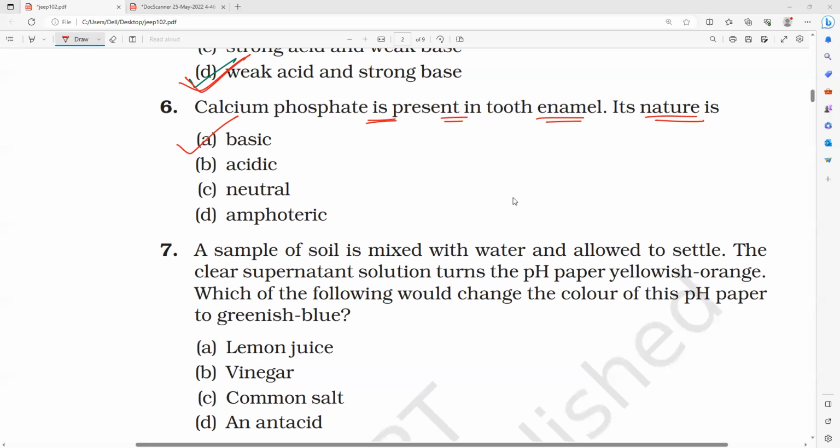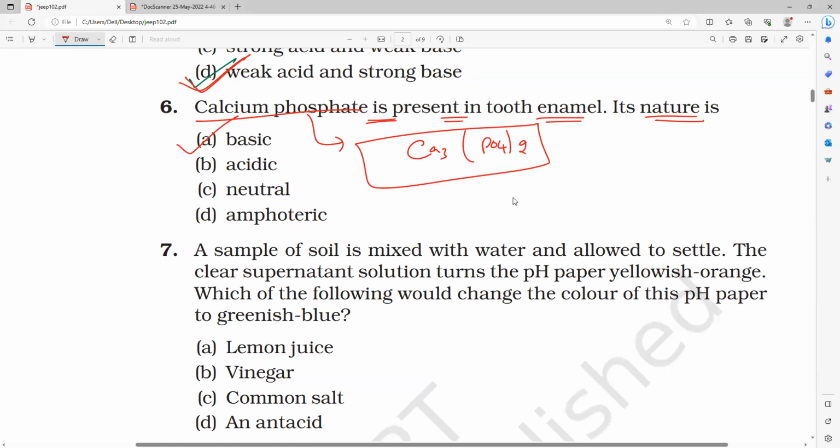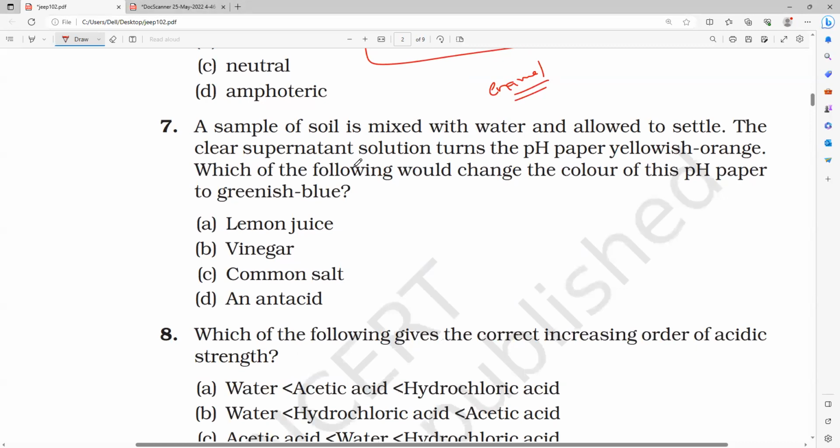And everybody, write the calcium phosphate formula also: Ca3(PO4)2, calcium phosphate, tooth enamel. This is the formula. Every time you learn, then only you will remember. Yes, Mr. Pugal, what is your answer?